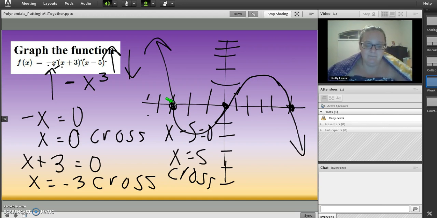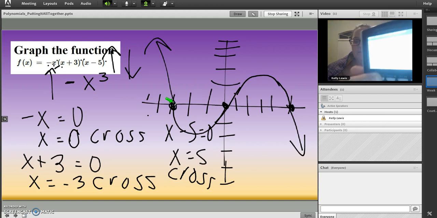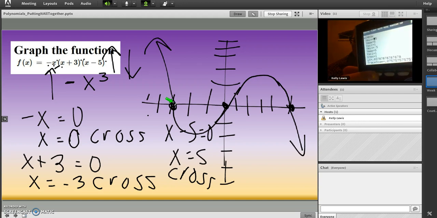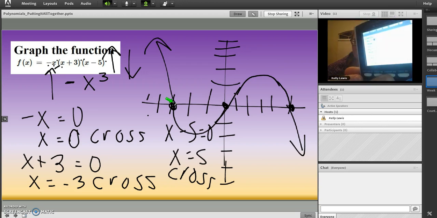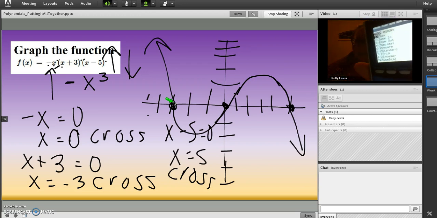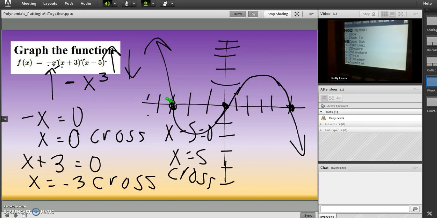And how can I verify that? I'm going to go to y equals, and I'm going to type negative x, parentheses, x plus 3, parentheses, x minus 5. Like that. Okay, I'm going to go to zoom, and I'm going to go to number 6, so standard. I'm going to push enter.